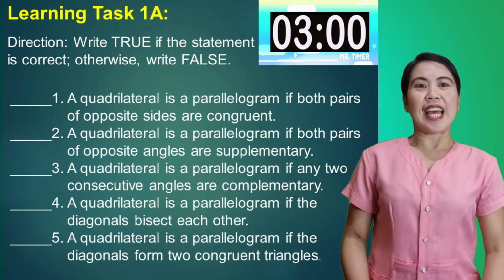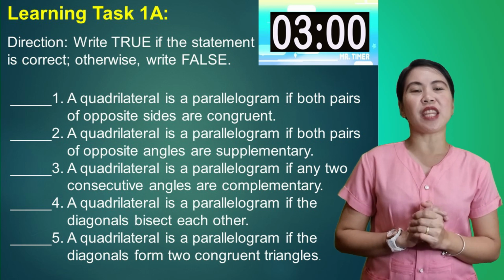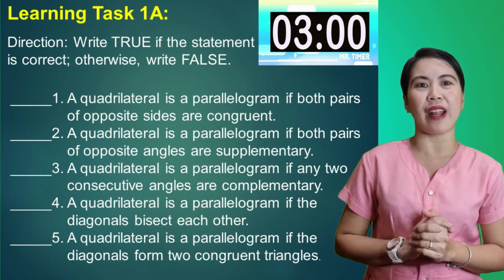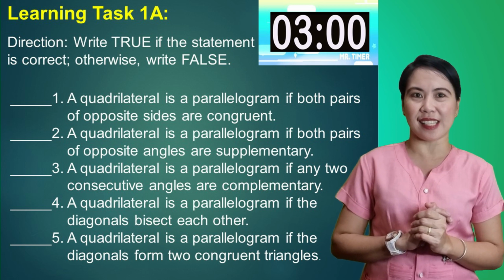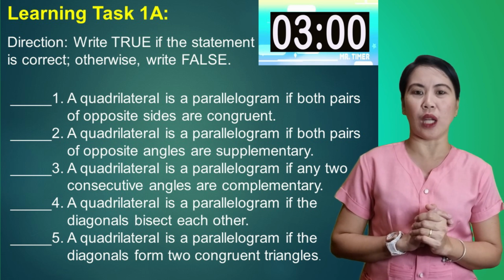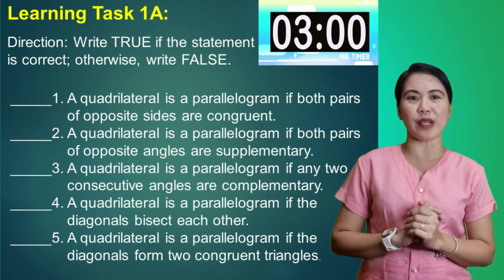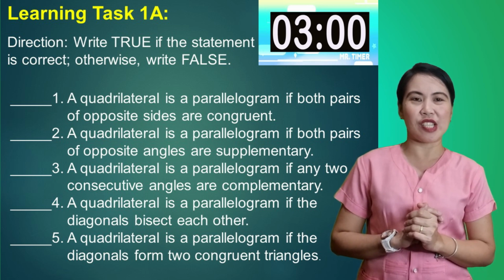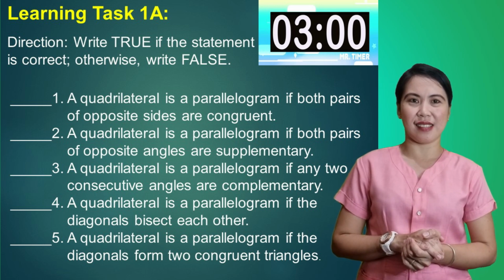Let us apply those theorems or those conditions that make a quadrilateral a parallelogram in order to determine whether the given sentences are true or false. So you will be given 3 minutes to answer the following statements. You just have to write true or false.